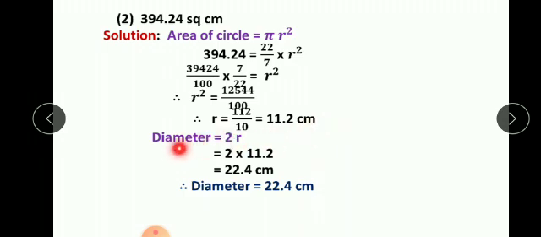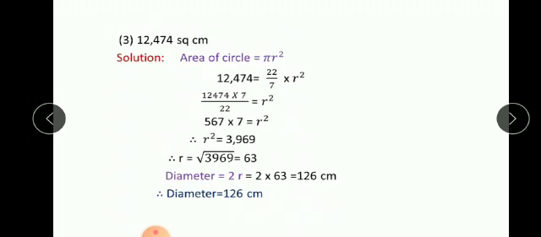Now what is the diameter? Diameter is equal to 2 into radius, that is 2r. So 2 into 11.2. 11.2 into 2 is what? 22.4 centimeter. Therefore diameter is equal to 22.4 centimeter. Okay children, in this way the second sub question is also over.